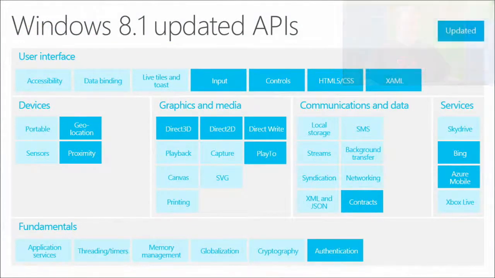I mentioned a lot of updated APIs in Windows 8.1. Again, there are a lot of new ones and a lot of updated ones here. There's a new version of WinJS, right, which we'll talk about. Yes, 2.0. XAML has been updated with lots of new controls and lots of new capabilities there. We'll talk about each of those in a second.